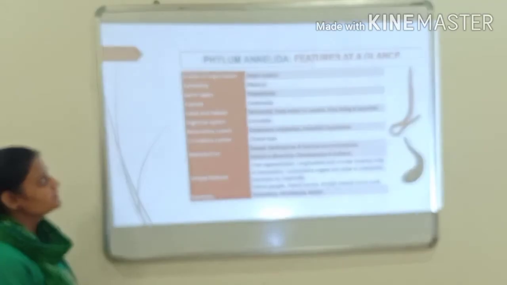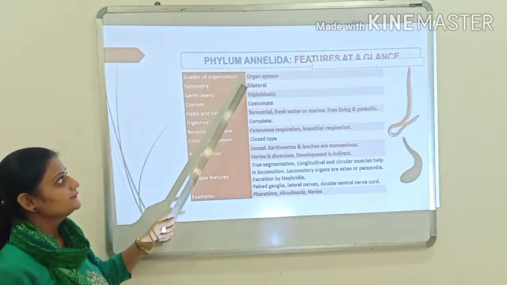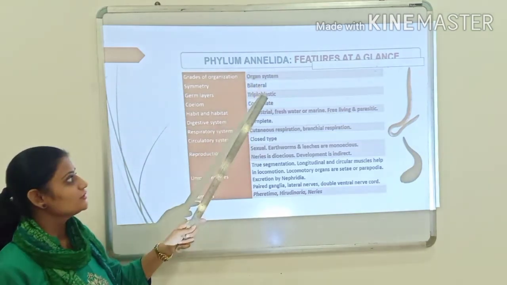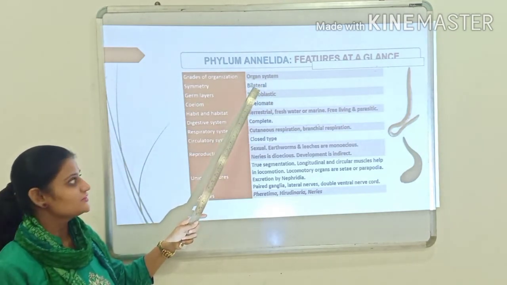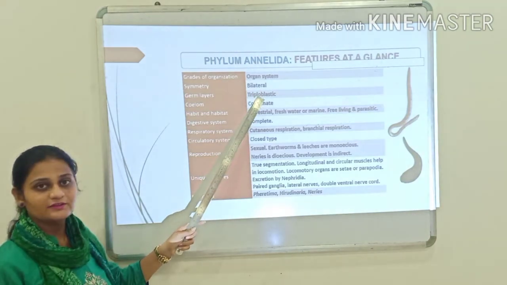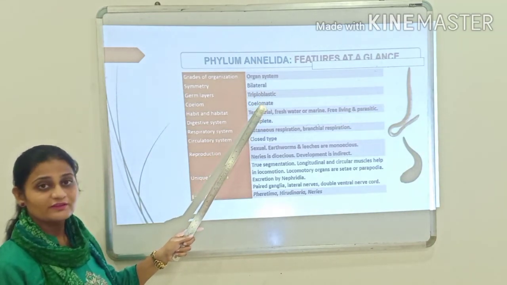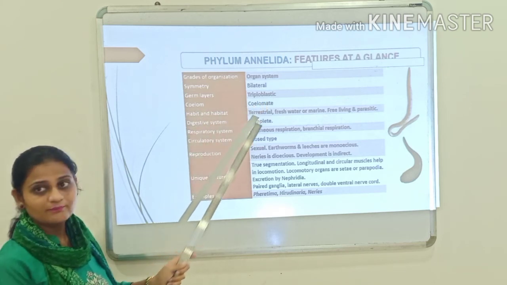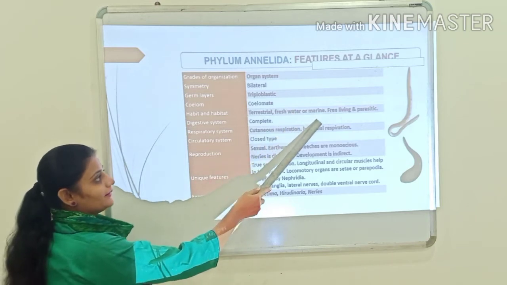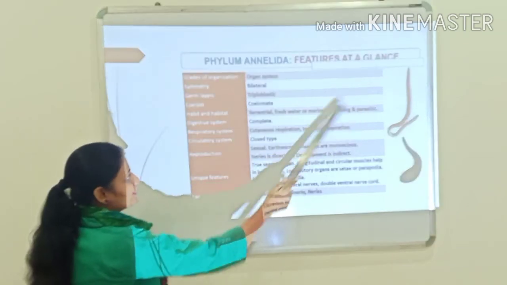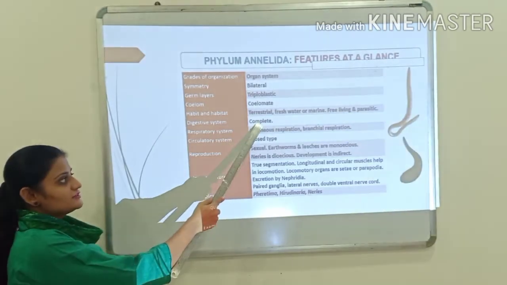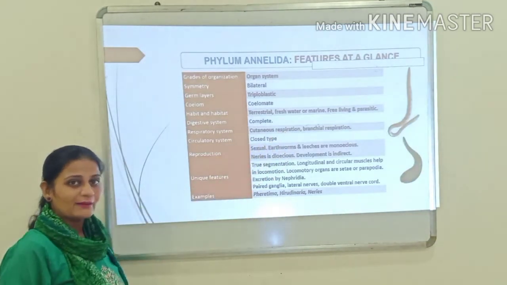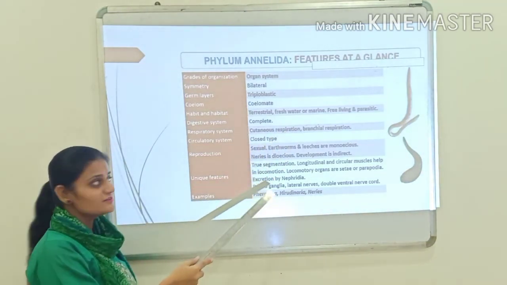Let us have a glance at phylum Annelida characters. First one is they have organ system level of organization. They are bilaterally symmetrical. They are triploblastic organisms. They are coelomates. They have true body cavity. Then they are terrestrial, freshwater or marine. They may be free living and parasitic. They have complete digestive system. They respire through skin or gills or through parapodia in some of the organisms like Nereis.